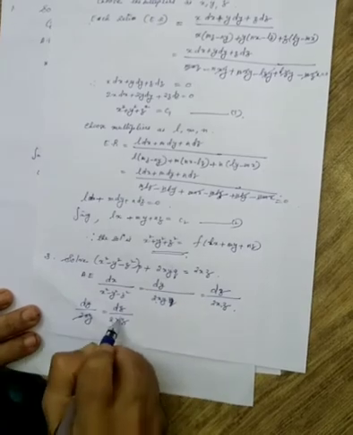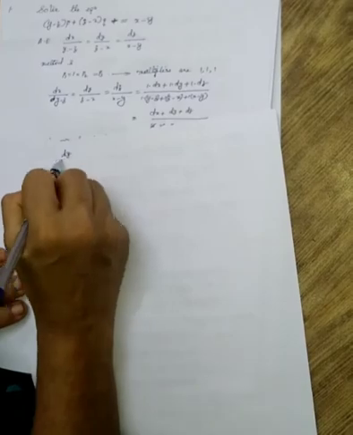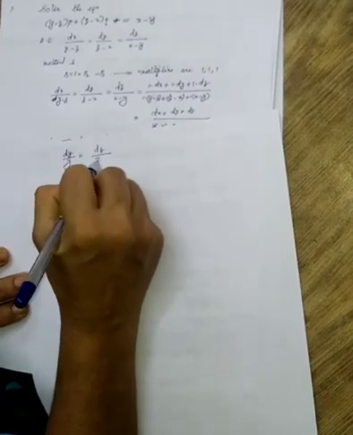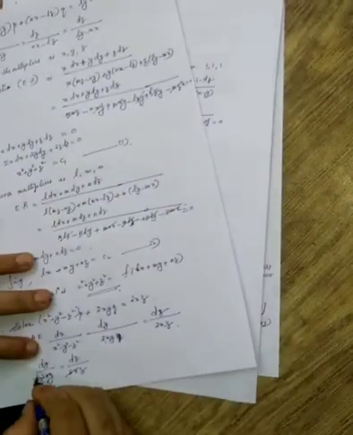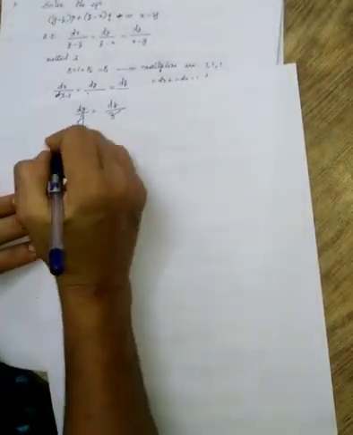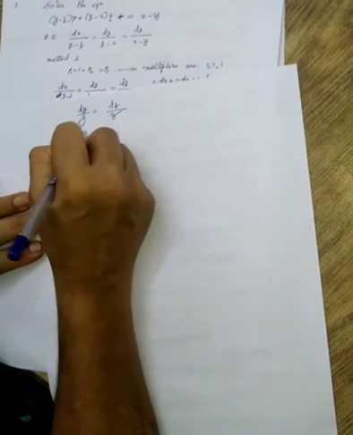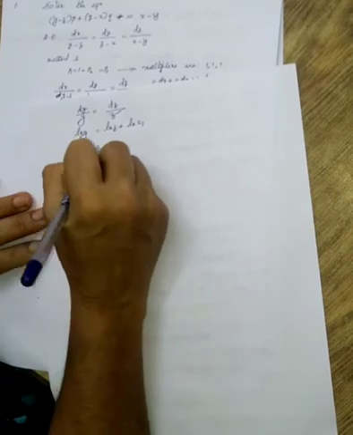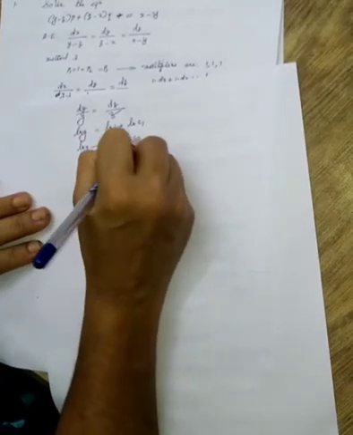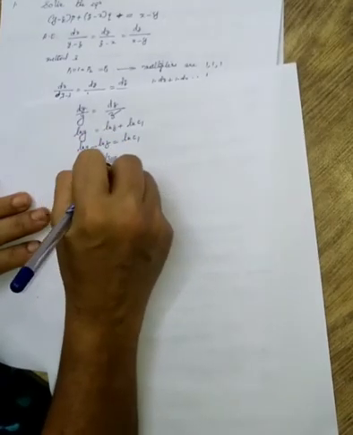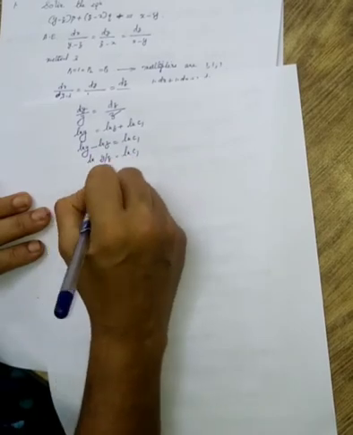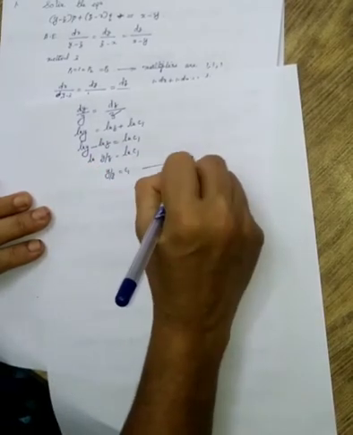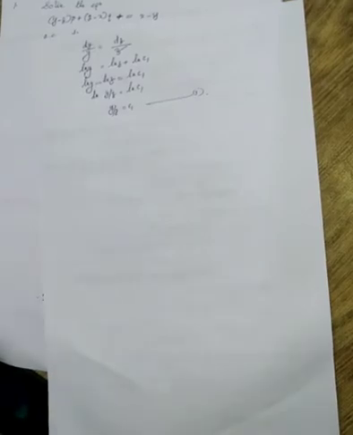Now 2x is common. Therefore, we get dy by y equal to dz by z, right? dy by y equal to dz by z. So this is a variable separable equation. So integrating, ln y equal to ln z plus ln c1. So ln y minus ln z equal to ln c1. So ln of y by z equal to ln c1. So eliminating log, we will get y by z equal to c1. So this is the first part of the solution, in simple form.